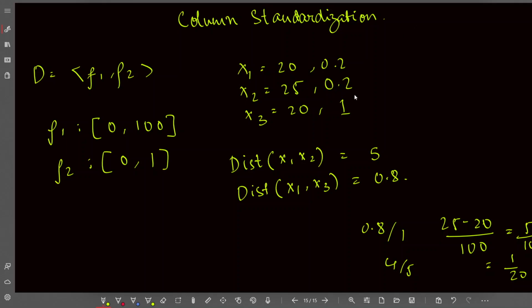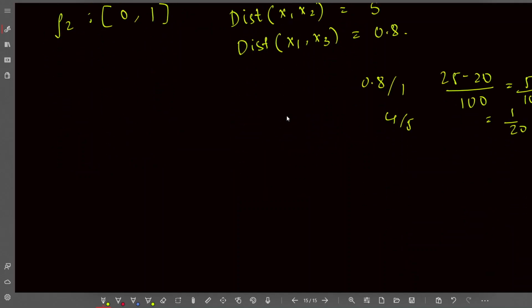But when we use something like Euclidean distance, it doesn't seem to take the variability of feature 2 into consideration when feature 1 is also used, because the difference in the values of feature 1 overpowers that of feature 2. So what we do is something called column standardization, where you standardize the columns, which are the feature 1 and feature 2 values, so that it's easier to compare different data points in a data set.